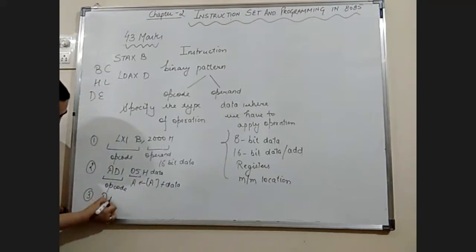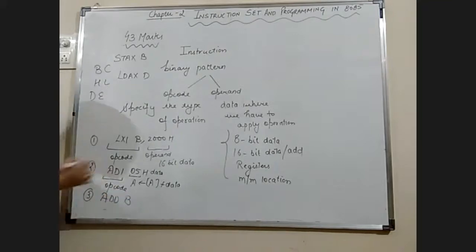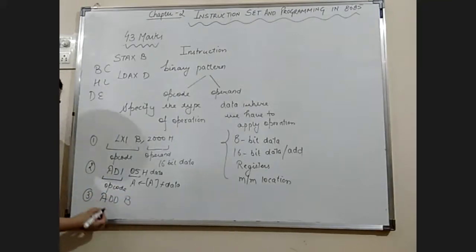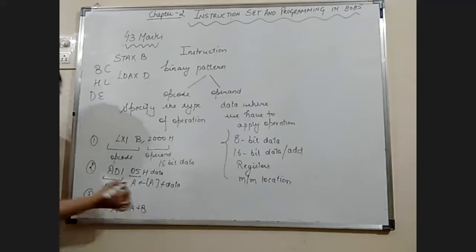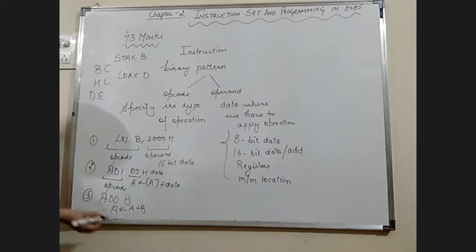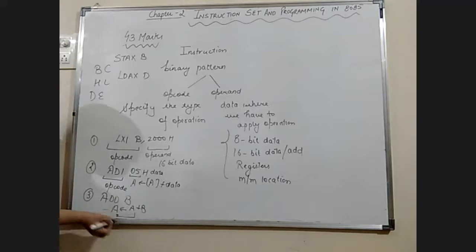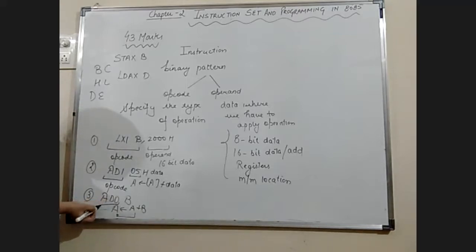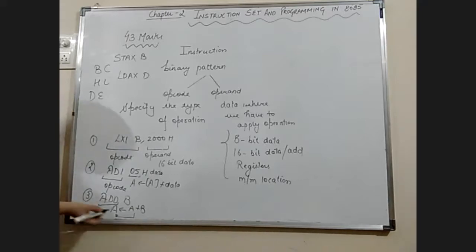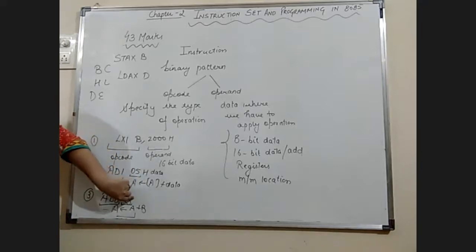Suppose we have an instruction ADD B. So this instruction means we have to add the contents of the accumulator with the contents of the B register, and the result is again stored into A. Okay, so here in this instruction you can see ADD is an opcode, and B is also considered as part of the opcode, and in this B register the operand is present.